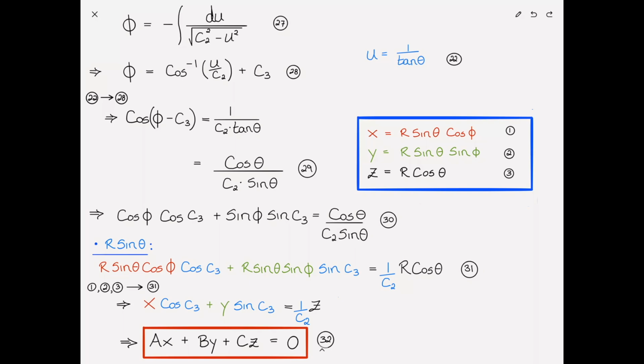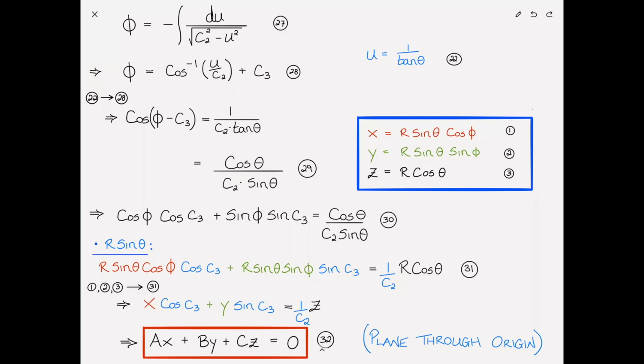Now, what is this result telling us? Well, you should know that in 3 dimensions, this is the general equation for a plane, and it's a plane that goes through the origin because the right-hand side is 0. So, this is a plane going through the origin. Well, what does that mean? That means our solution lies on a plane that goes through the origin.